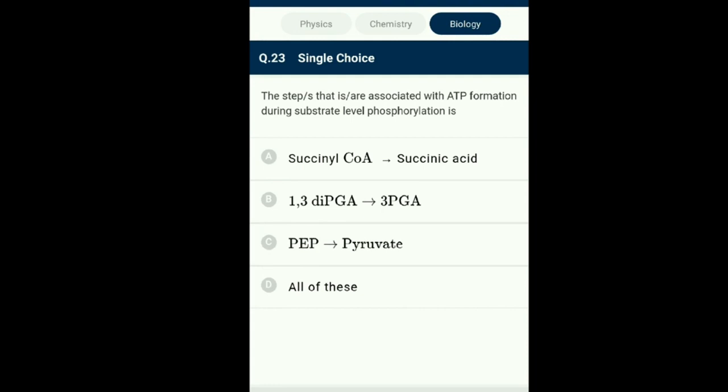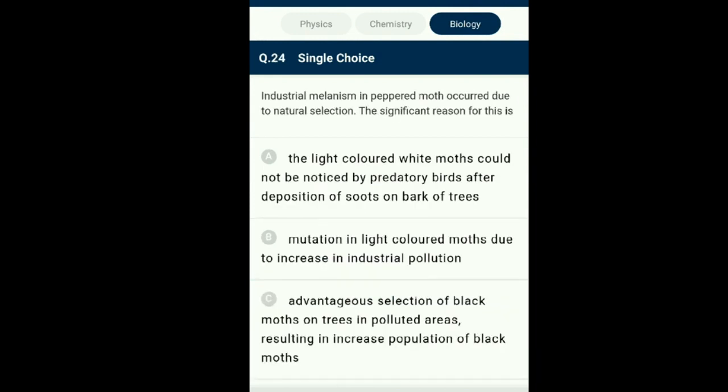Also during Krebs cycle, in the step of hydrating succinyl CoA to succinic acid, energy is liberated. This energy is used in the formation of GTP from GDP, but it is quite unstable. Thus, it is transformed to ATP. This process of ATP formation is by substrate level phosphorylation. So the answer is option D, all of these. Question number 24.